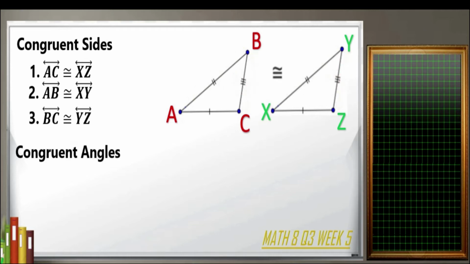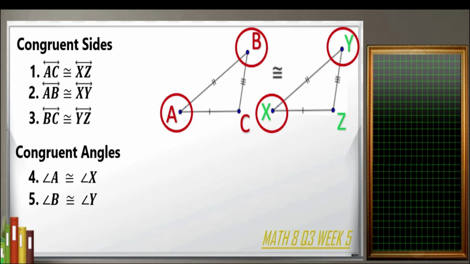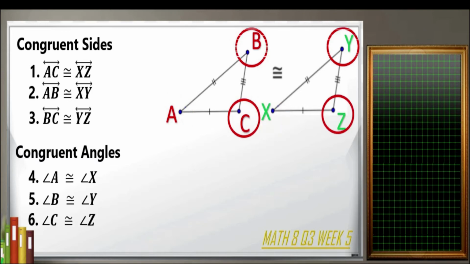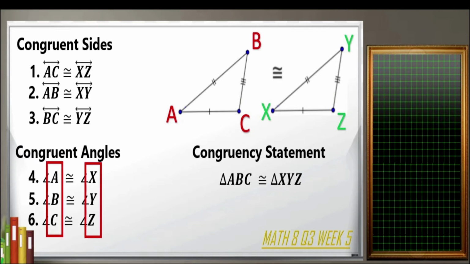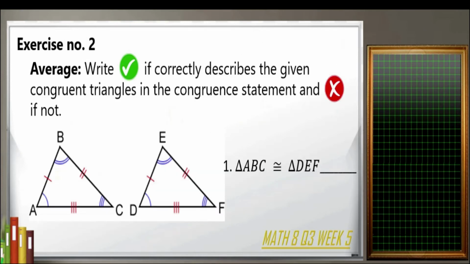What are the congruent angles? Very good. We have angle A is congruent to angle X. Angle B is congruent to angle Y. And angle C is congruent to angle Z. And for our congruency statement, we will just copy this without changing the arrangements if we only prove that all corresponding angles are congruent.